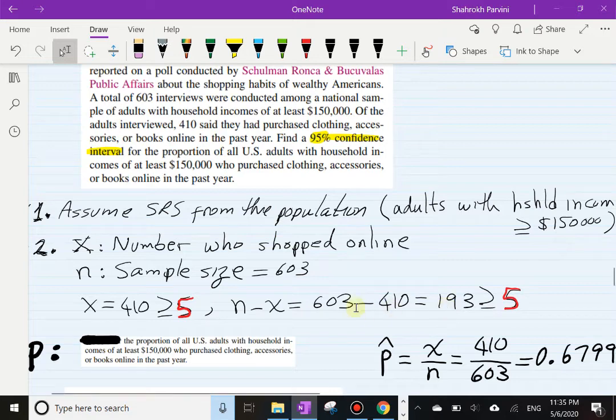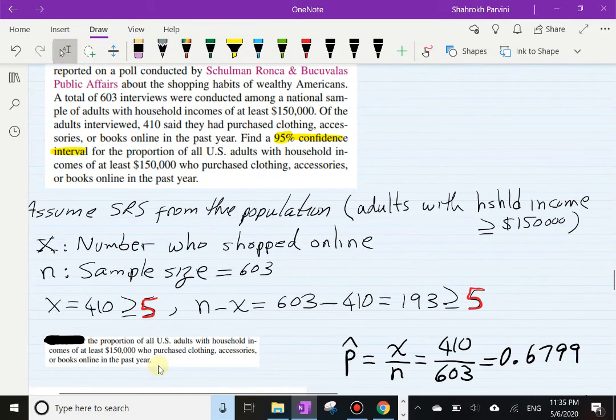Now, what is p here? I just want to clarify what it is we're doing. p is the percentage of all U.S. adults with household income of at least 150,000 who purchased clothing, accessories, or books online in the past year. That's our target population, the percentage of those who actually did that. A point estimate, a single-number guess at that, is going to be p hat, and that's what this is. It's going to be little x over n. So the estimate of the population proportion from the sample is 0.6799.